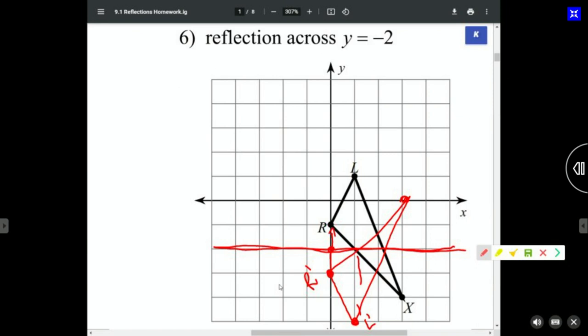So reflection: if I folded my paper across this line, would this L hit this L down here? Would this X hit this X? As long as the points will cover each other, you're good to go.